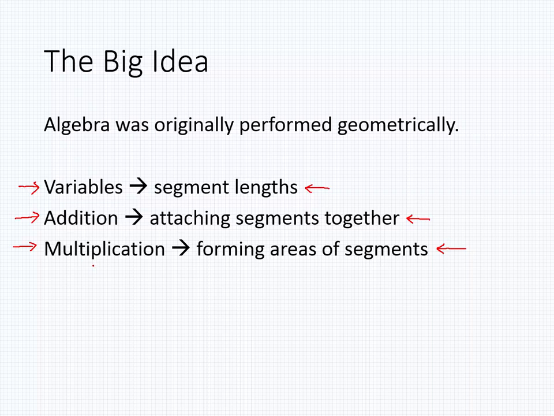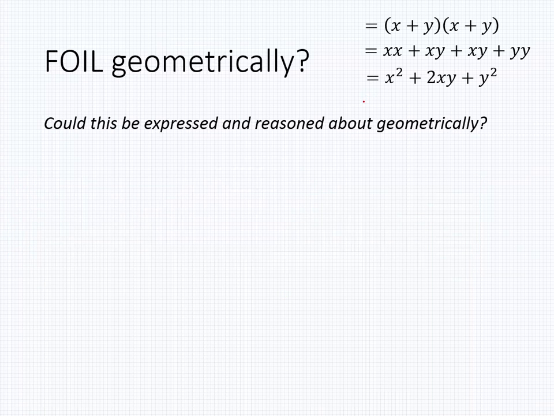Our modern mind is very accustomed to working with precise values. But the ancient mind was much more visual, and they worked more with shapes than with values. So let's return to this example that we mentioned a moment ago called FOIL, where we have two expressions, x plus y, and we're multiplying them together, and we found that according to our algebra class, that could be expressed as x squared plus 2xy plus y squared. Could this be expressed and reasoned about geometrically? Let me show you how you would do that.